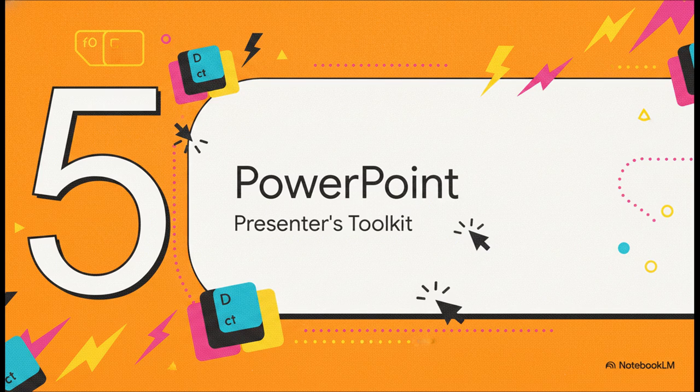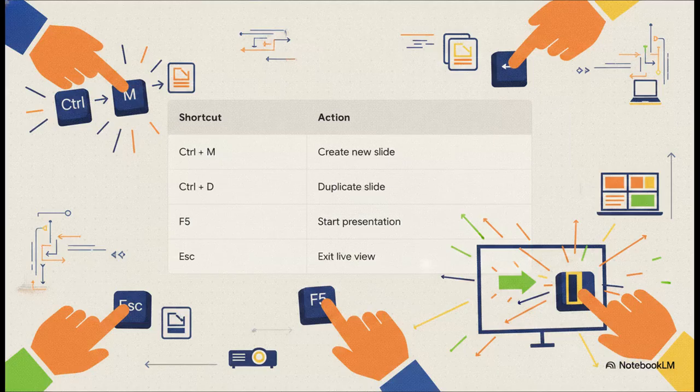And finally, Section 5, Perfecting PowerPoint Presentations. These shortcuts ensure you can build out a slide deck rapidly and launch your presentation flawlessly. When you're building a story, hitting Control M instantly drops a brand new blank slide right after your current one. If you have a complex layout that you want to reuse, Control D instantly duplicates it.